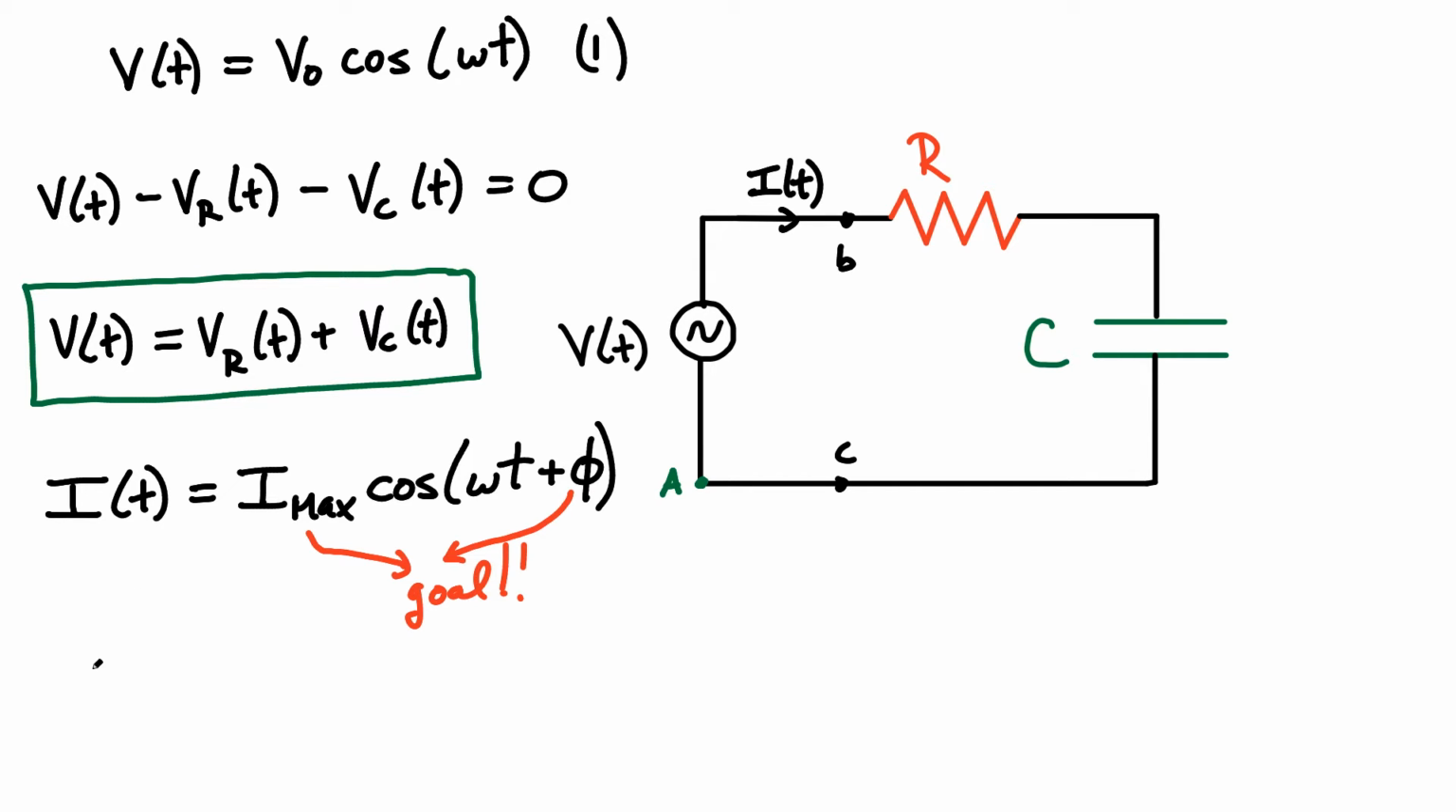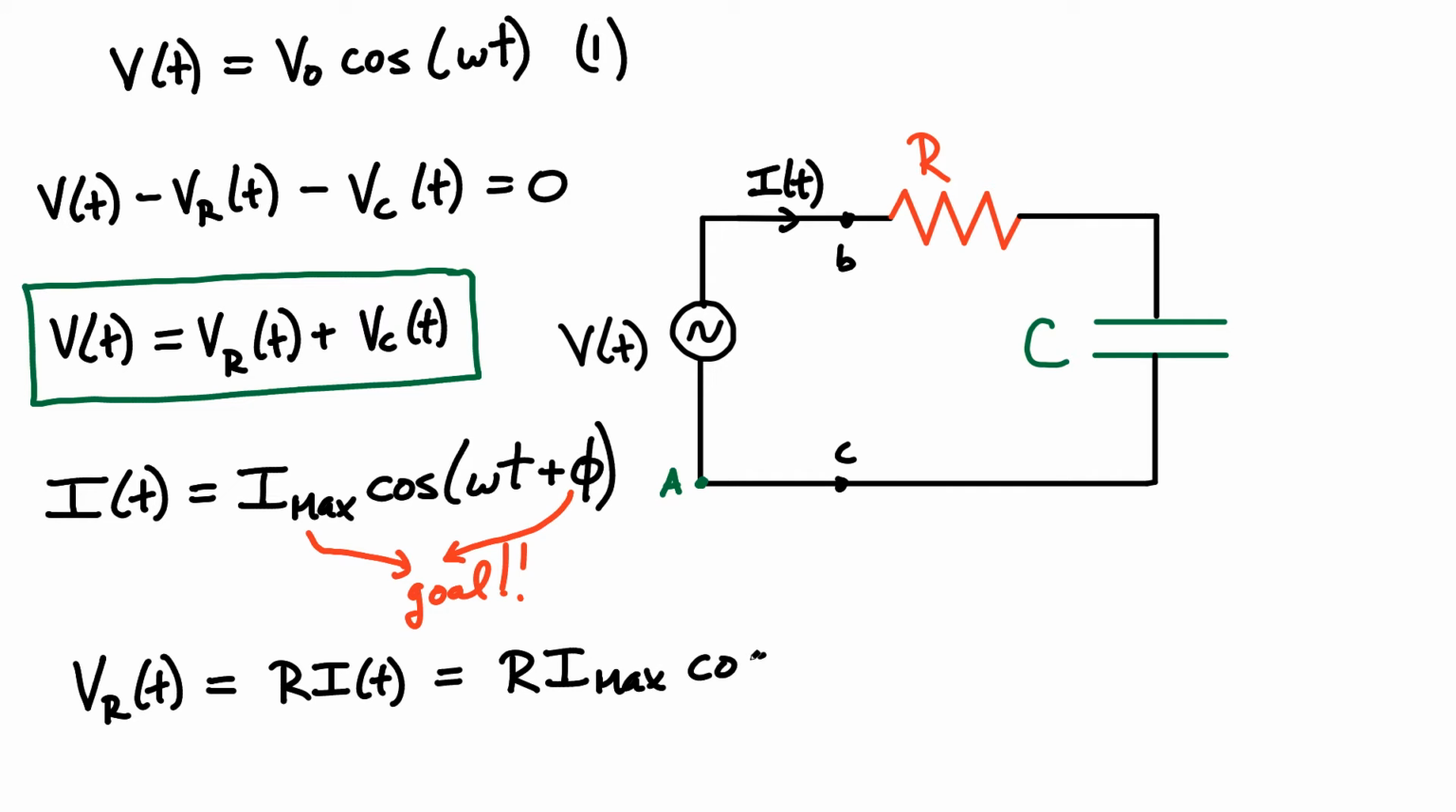So to find the voltage across the resistor, you simply have to use Ohm's law. Ohm's law says it's the value of the resistance multiplied by the current flowing through that resistor. Well, that's what I'm calling I of t. The current is the same everywhere in this circuit. It's only a single loop. All right, so now if you substitute my expression here for I of t, the voltage across the resistor then simply looks like this: I max cos of omega t plus phi.